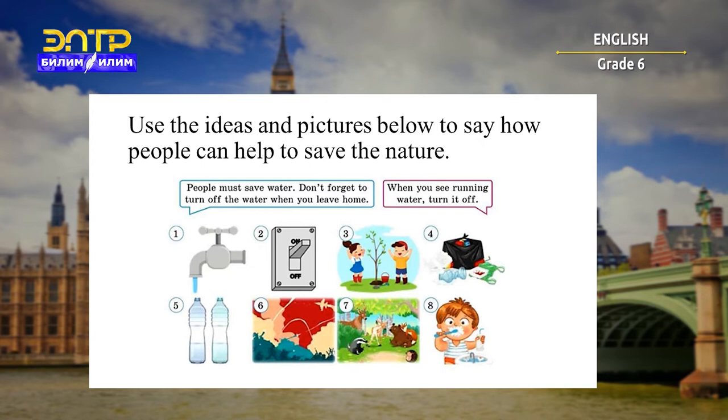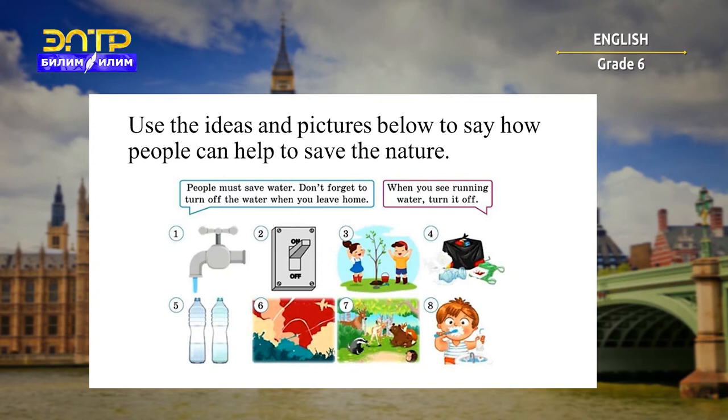Number two, when you see the lights on, turn them off. Number three, plant trees. Number four, collect litter or put the rubbish in the rubbish bin.